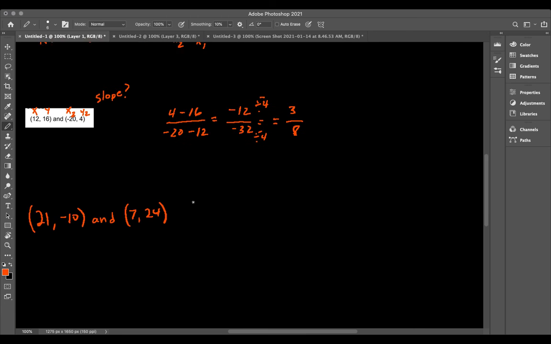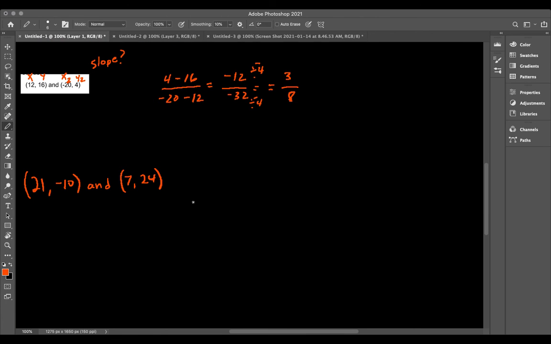Okay, so let's try another one. All right, so let's see it again. We have 21 and negative 10 as a coordinate point, and 7 and 24. So this would be my X1, this would be my Y1, this would be my X2, and this would be my Y2. Okay, so let's do the work here and let's finish this off.